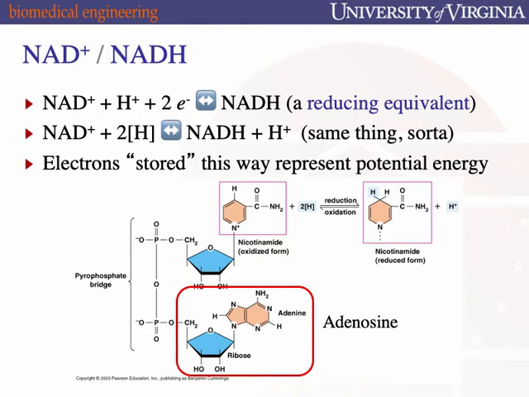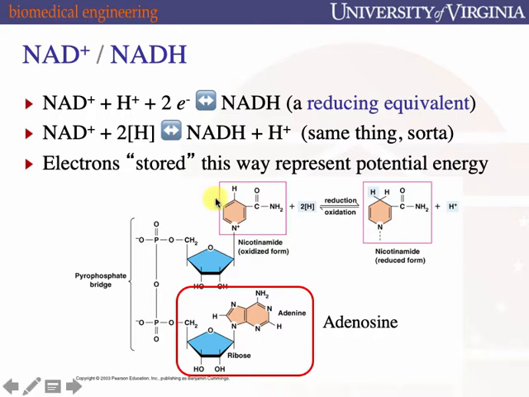Chemically, what does NAD look like? Has a lot of things that you've seen before. Adenosine. There's a pyrophosphate bridge here. Sugar, ribose sugar. The only part that you would have not seen before is this nicotinamide group. It's the nicotinamide where the redox reaction occurs.